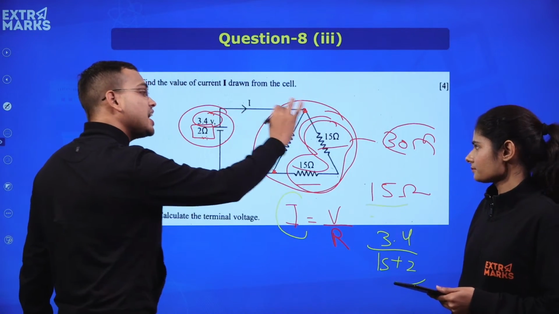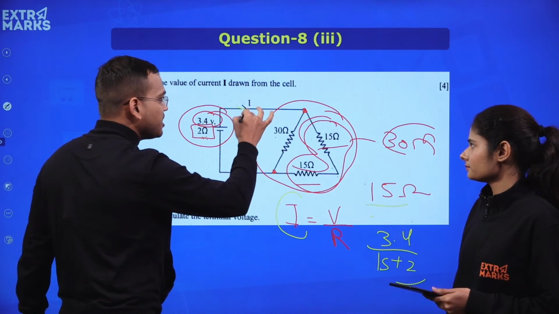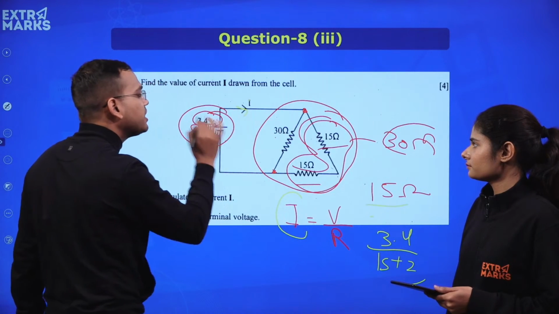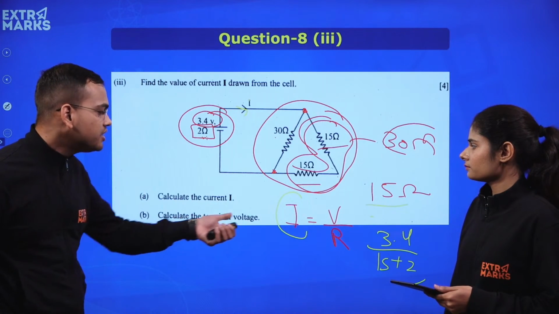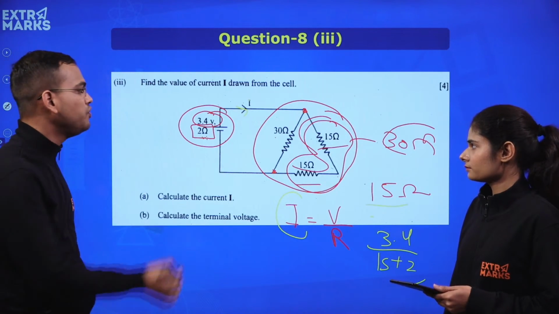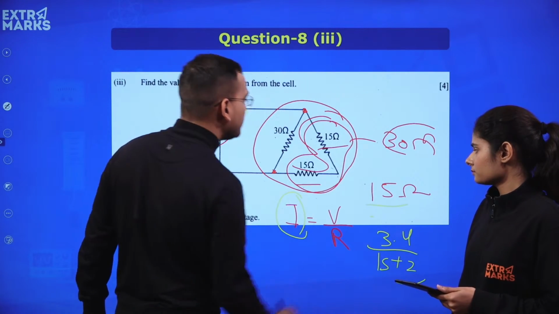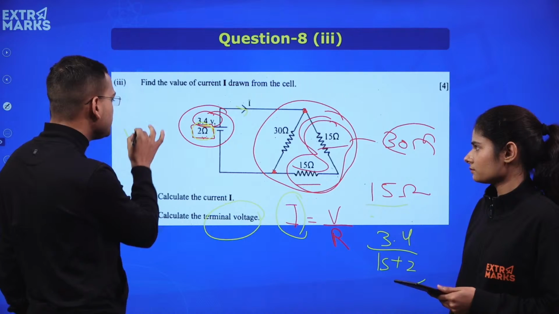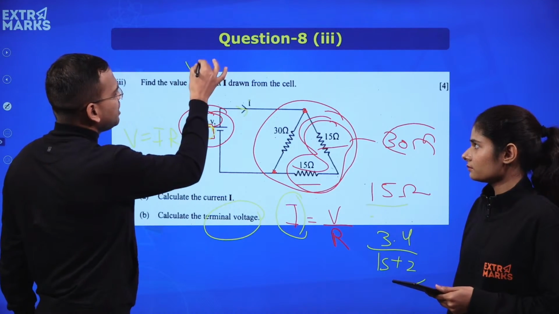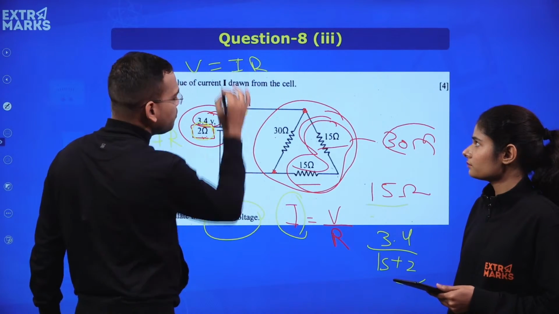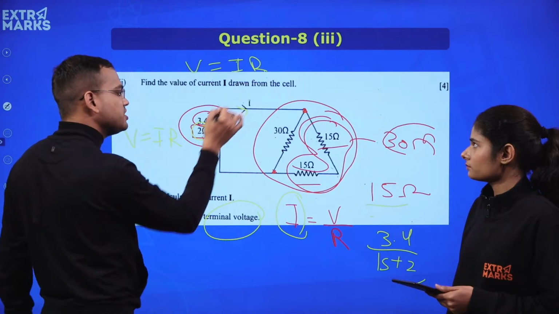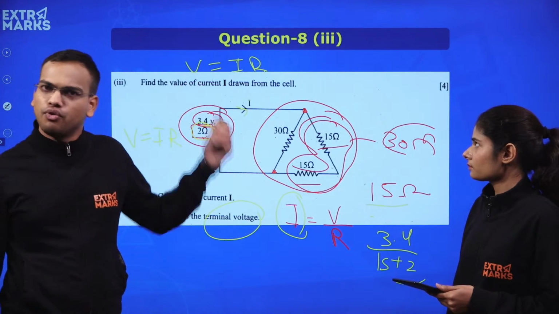Now this current I is flowing here and through this battery as well. Now calculate the terminal voltage. The question is asking terminal. We know the internal resistance of the battery. We know the current that is flowing through the battery. Can we calculate the terminal voltage? Yes, by V equals IR. You put the value of the current that is flowing through this battery, and the internal resistance, and you will get the terminal voltage as well.